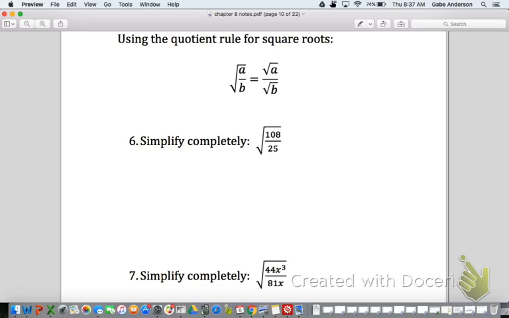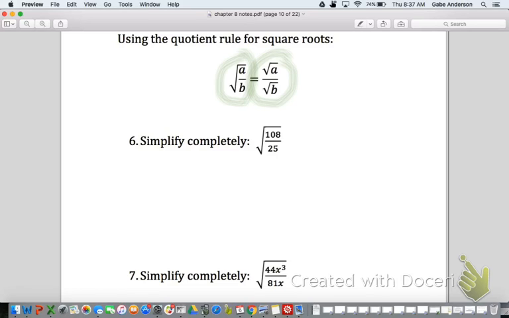So here we go. We're going to be using what's called the quotient rule for square roots. And here's what it is. It's essentially this. If you have the square root of a fraction, like this over here, then that is the same thing as the fraction of 2 different square roots. In other words, you can break that radical up to be the square root of the numerator over the square root of the denominator, and oftentimes this will be a help.